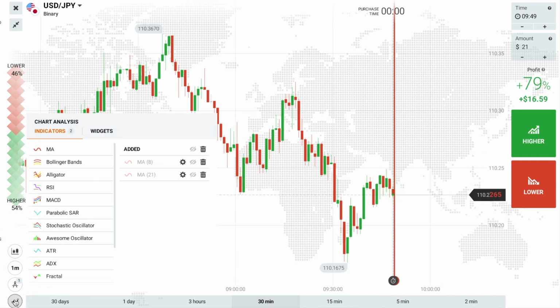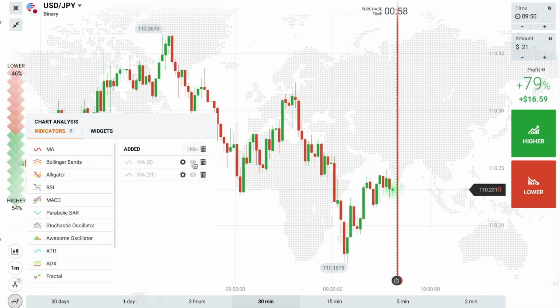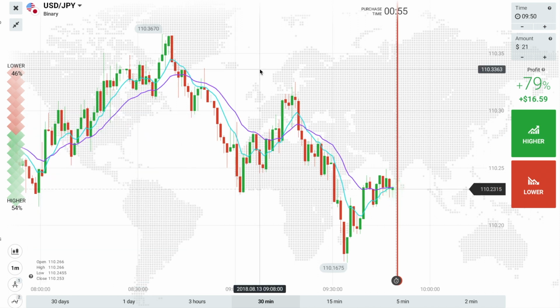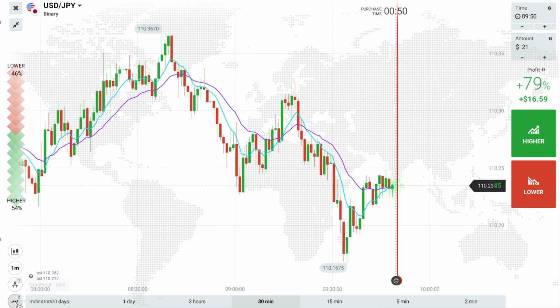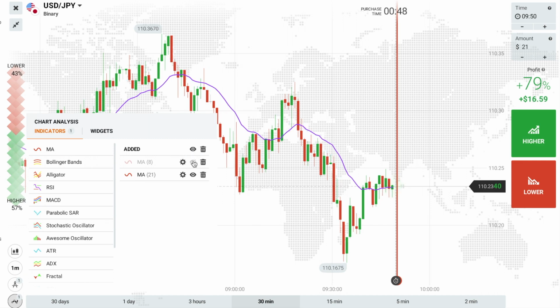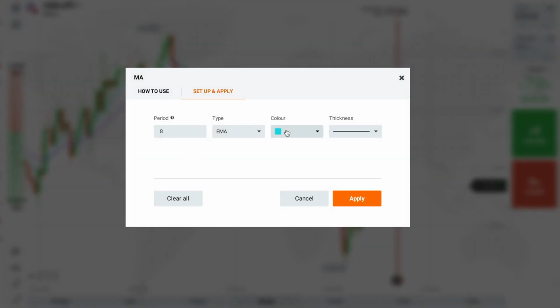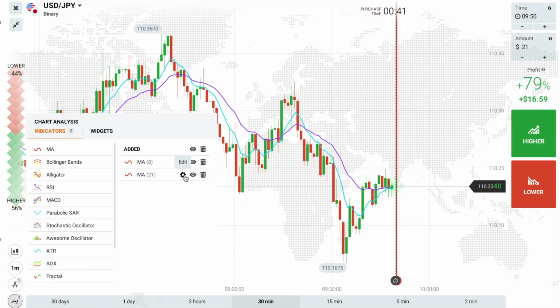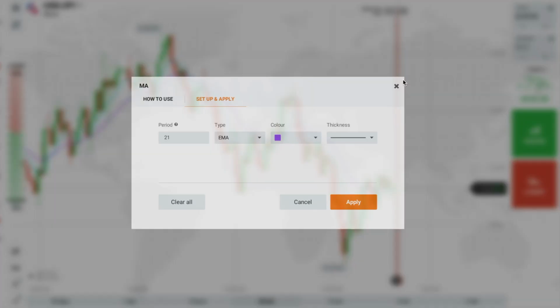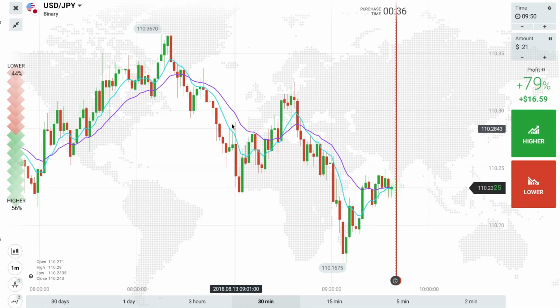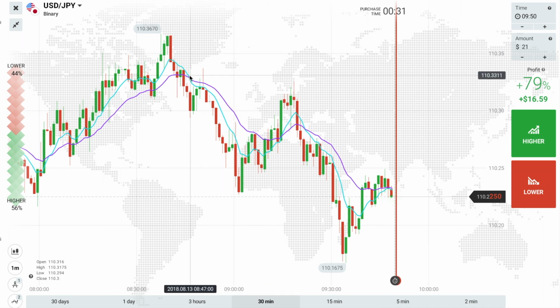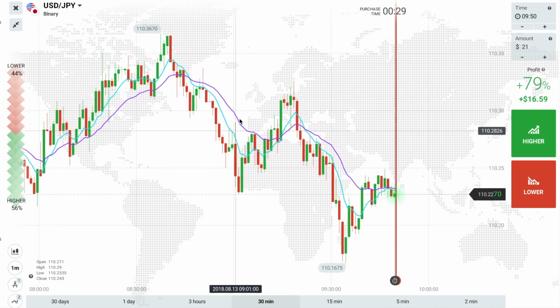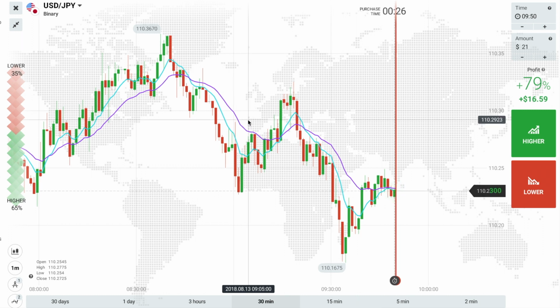So let me turn these two indicators back on and I'll show you how it can help us to see exactly what's happening. Just to give you an idea, the 8 EMA is the blue one, and the 21 EMA is the purple one. The smaller the number, it will always stick closer to the price. So the 8 EMA will always be closer to the price. The 21 will always be a little bit further away from the price.